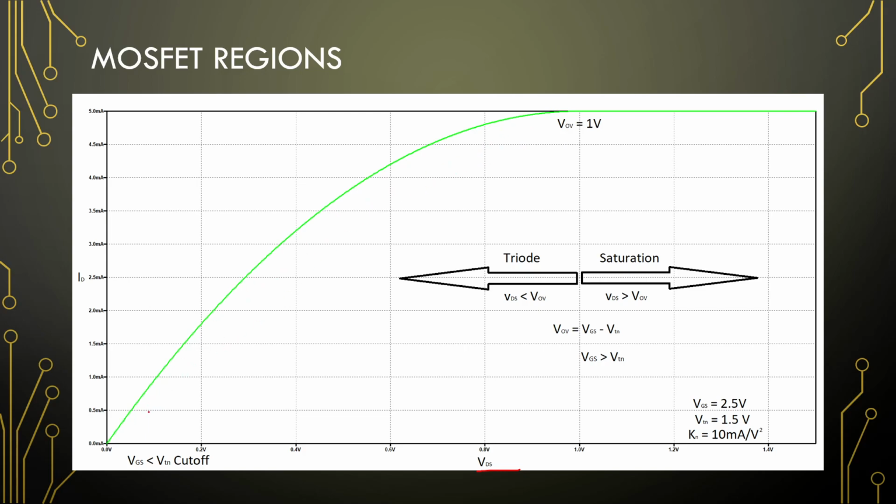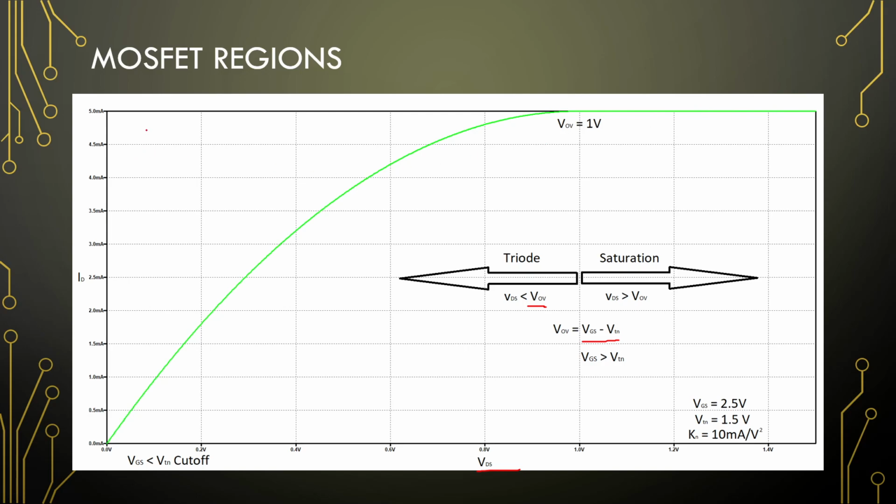This is the triode region. Okay, and that is when VDS is smaller than VOV. Now, VOV is called the overdrive voltage, and that is just the gate source voltage minus the threshold voltage. Okay, so VGS minus VTN is 1 volt. So the moment that our drain source voltage reaches this 1 volt, the graph stabilizes at a specific current.